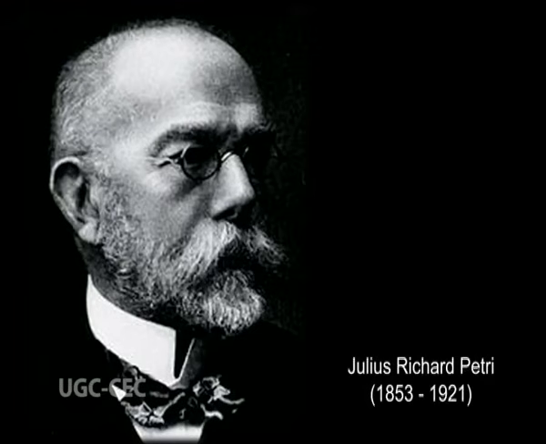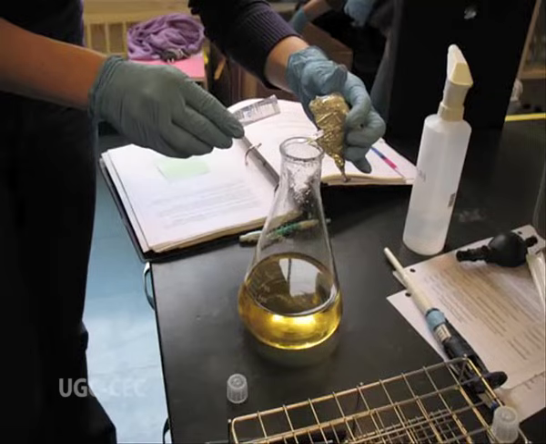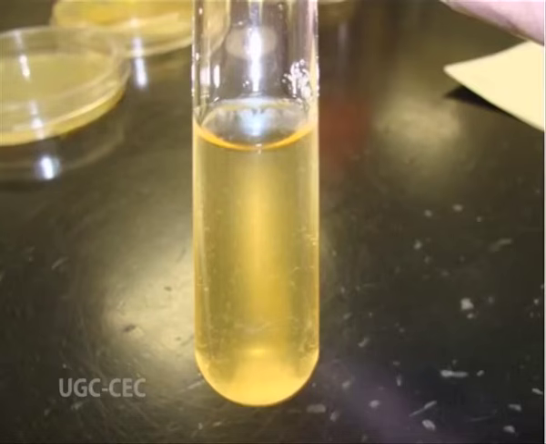Then we had Richard Petri, who was a German bacteriologist. He came out with the discovery of the Petri dishes. For the liquid culture, we used to have the use of the conical flask or the test tubes. Now, after the solid media was found, the scientists were very much worried about how to give a shape to this solid media so that the bacteria could be cultivated.